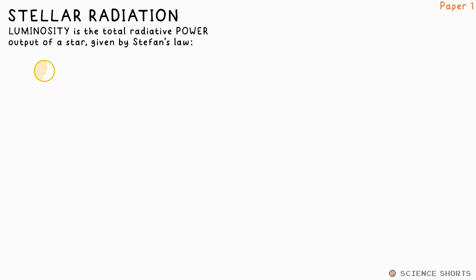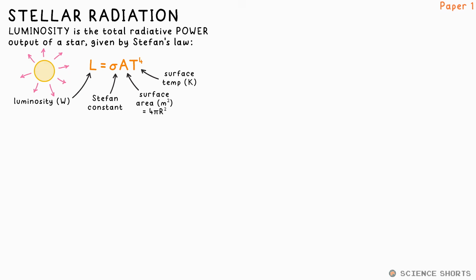Luminosity of a star is just the term we give to its total power output in watts. It's given by Stefan's law. L in watts, or power in watts, equals the Stefan constant times the area of the star, so 4 pi r squared, times its surface temperature in Kelvin to the power of 4.